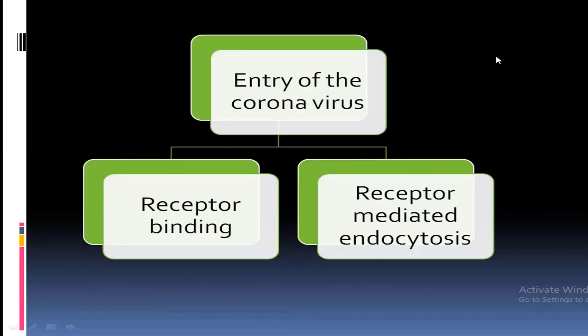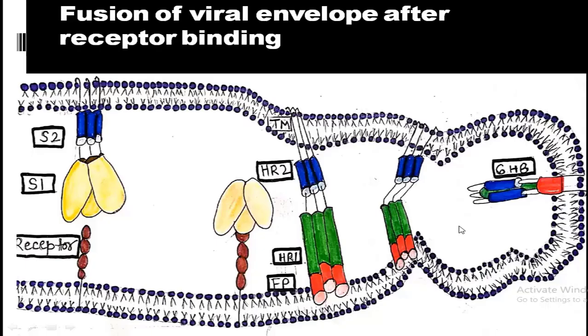So now we'll see how this coronavirus enters the host cell. There are two mechanisms by which it enters the host cell and releases its genome into the cytosol. One important mechanism is receptor binding, where it fuses with the membrane of the host cell and releases its genome. The second method is receptor mediated endocytosis. So we'll see that in the next slide.